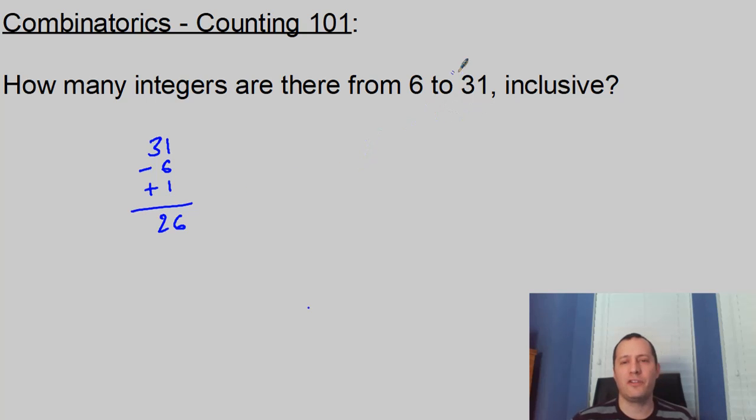And without actually just counting all these, you could do it with a smaller range. Like if you did from 8 to 10, right? Well, 10 minus 8 is 2, but 8, 9, and 10. Boom, there's 3 of them, right?